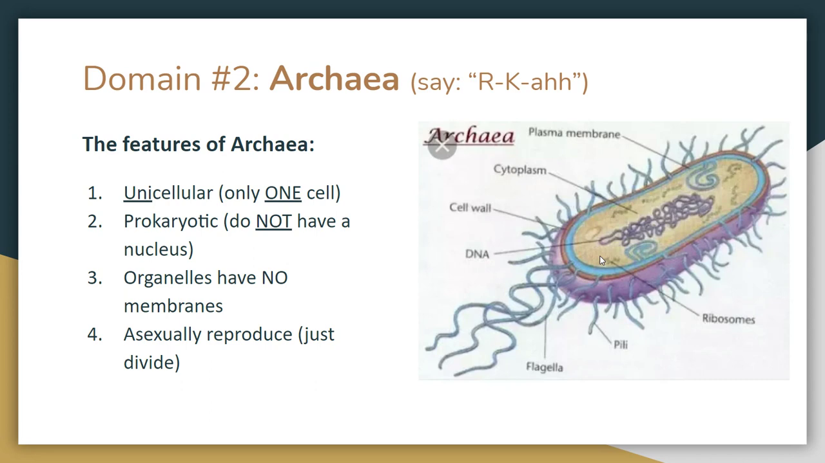So bacteria and archaea are very similar in their features. None of them are multicellular. They don't have any kind of nucleus. Their DNA is just hanging out. They don't have any membrane-bound organelles, and they reproduce asexually, meaning that they just divide. Only one of them needs to be there, and then it replicates itself and then divides. Okay?